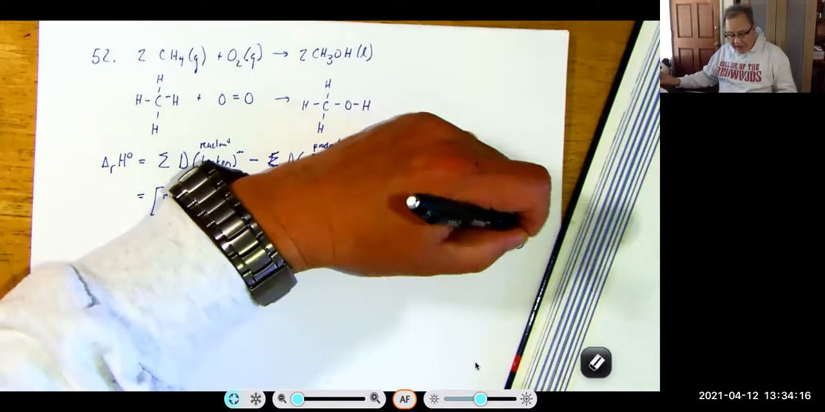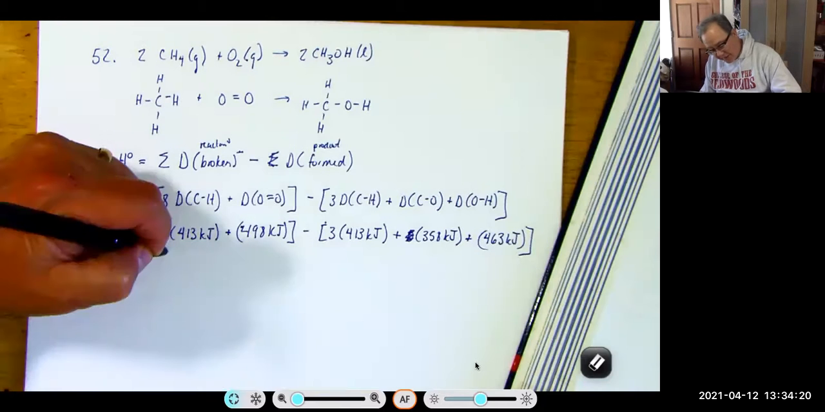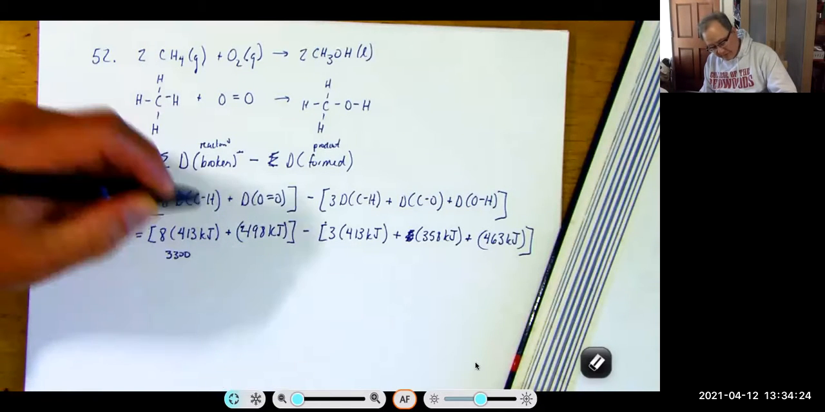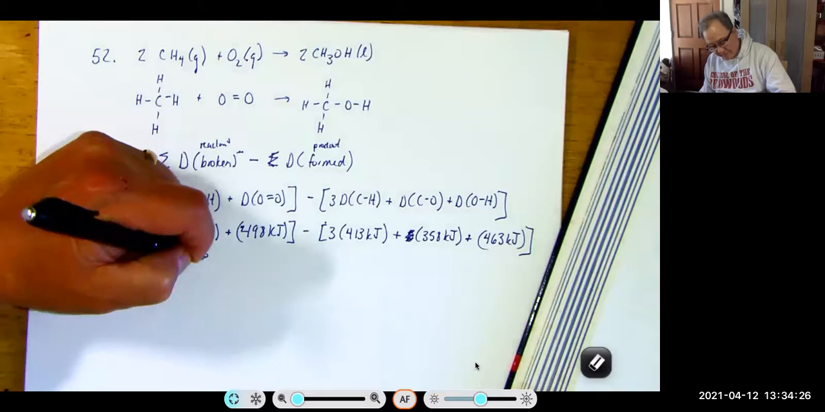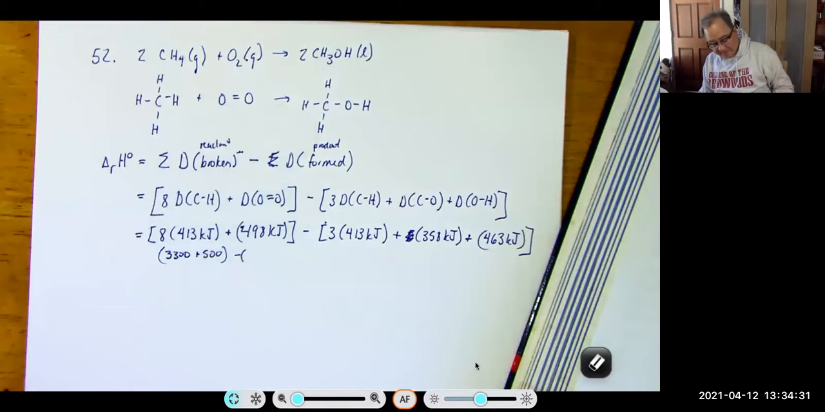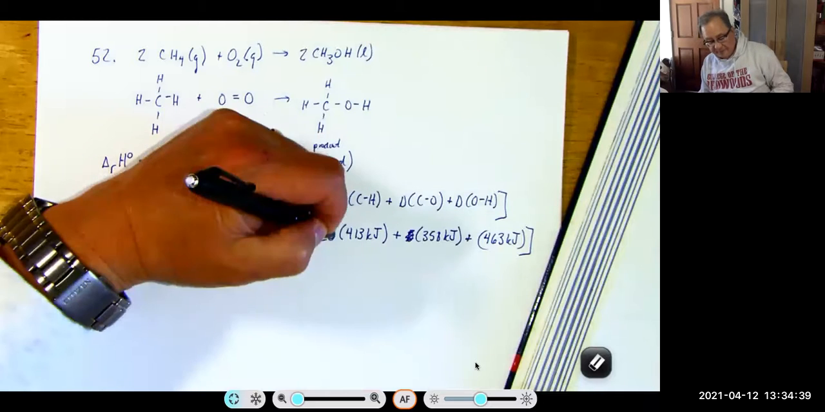Okay, so this is how it looks this way. And my estimate would be roughly 3,300 plus 500. Don't we have minus... what's that? Don't we have 2 moles of methanol? Oh, thank you. So 6 of them here.